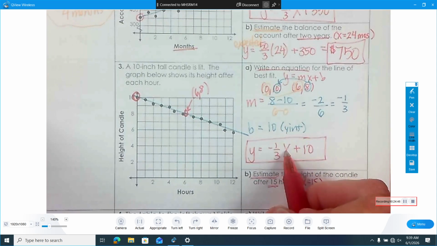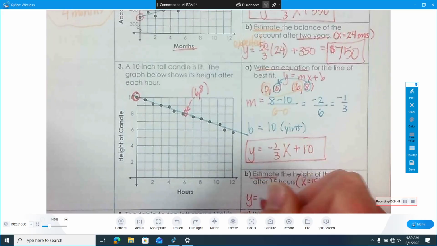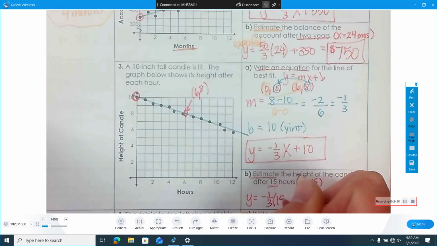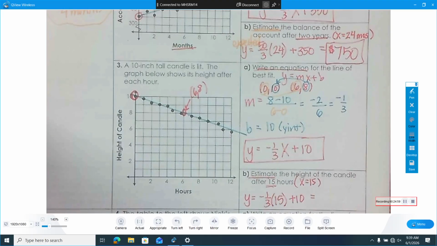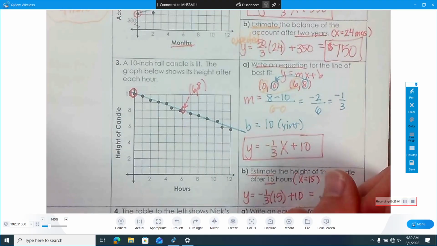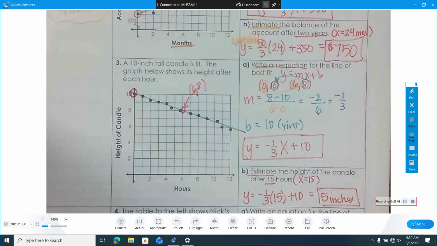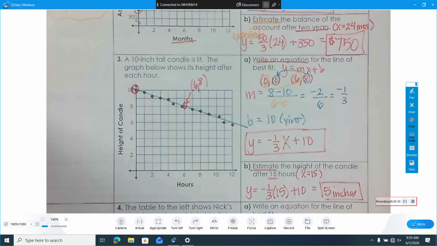So we're going to plug 15 into our equation. Negative 1/3, plugging in the 15, plus 10. What is negative a third of 15? Negative 5. Plus 10? 5 inches. So that candle after 15 hours is now down to 5 inches tall.